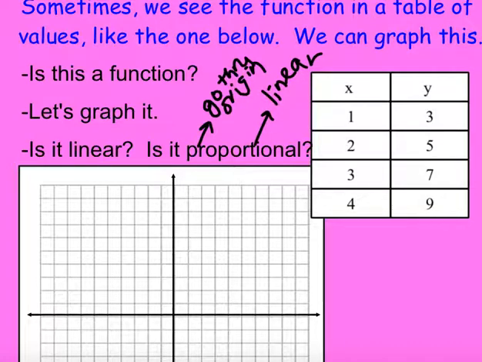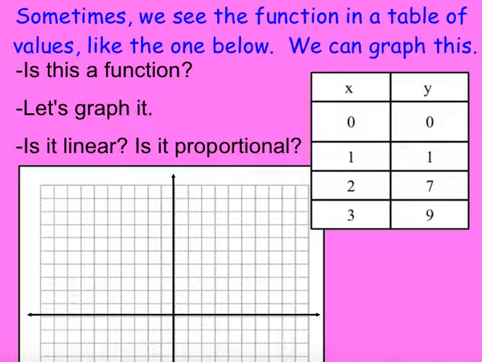Okay? So, let's see here. Is it a function? Well, 1 goes to 3, 2 goes to 5, 3 to 7, 4 to 9. This is a function because every x value goes to 1 and only one y value. And let's graph it. So we have 1, 3, 2, 5, 3, 7, 4, 9. And when we look at this, we would say, it is a line, this is linear, it goes up at a consistent rate, but no, this is not proportional, because even though it's linear, it does not go through the origin, so this is not proportional.